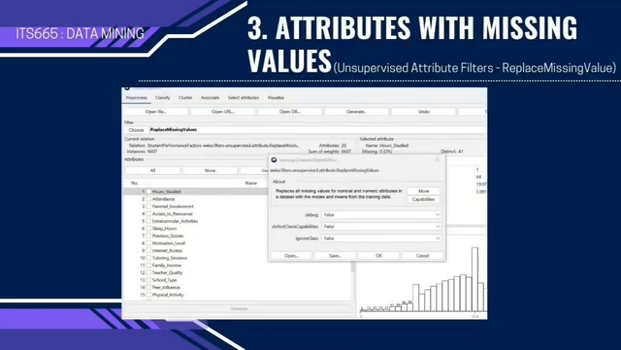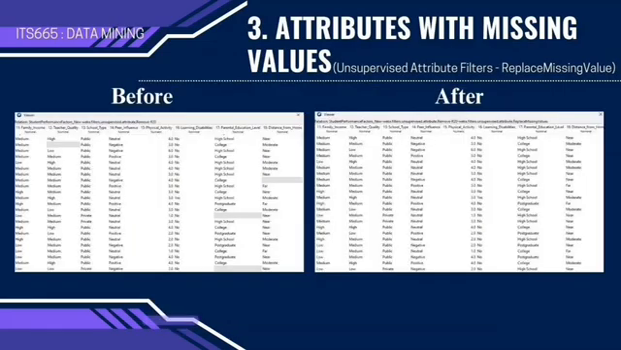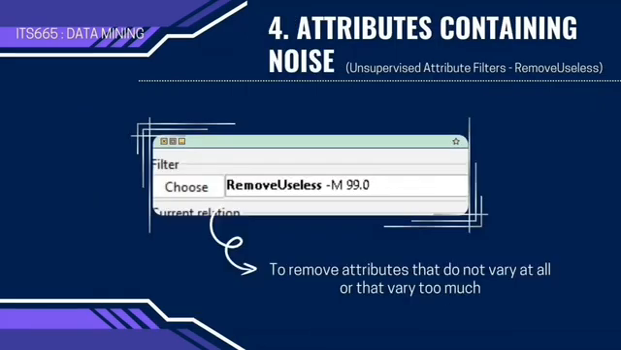The third step is attributes with missing values. To apply it, go to the unsupervised attribute filters and replace missing values. This is the before we apply the filter for attributes with missing values, and this is the after. Fourth one is attributes containing noise. For attributes containing noise, go to the unsupervised attribute filters and remove useless. We use this filter to remove attributes that do not vary at all or that vary too much.